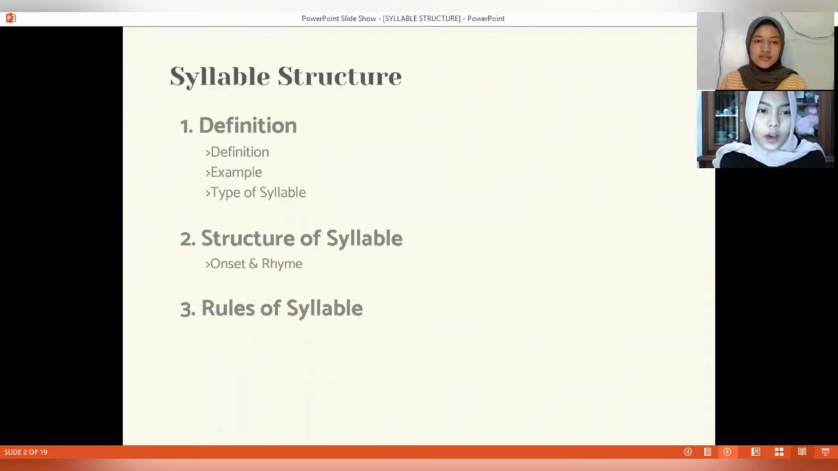Right now we will learn about syllable structure. In here, the first is definition, the second is structure of syllable, and the last one is rule of syllable.